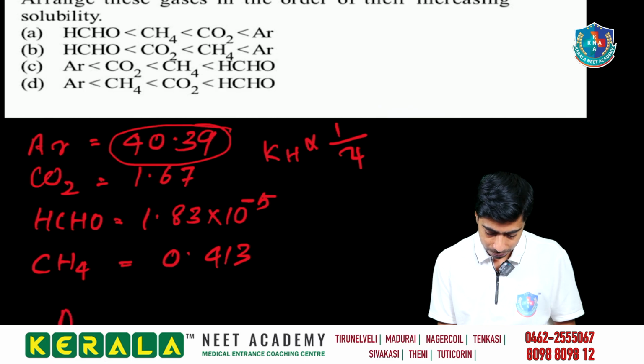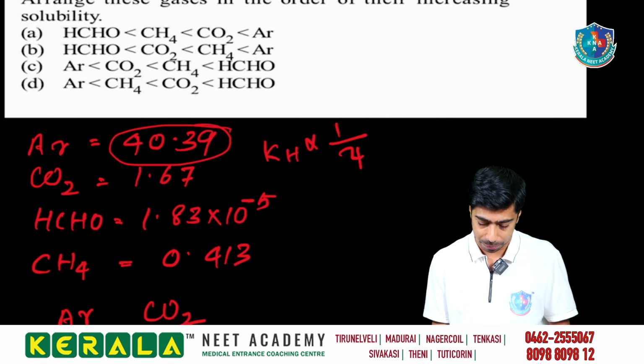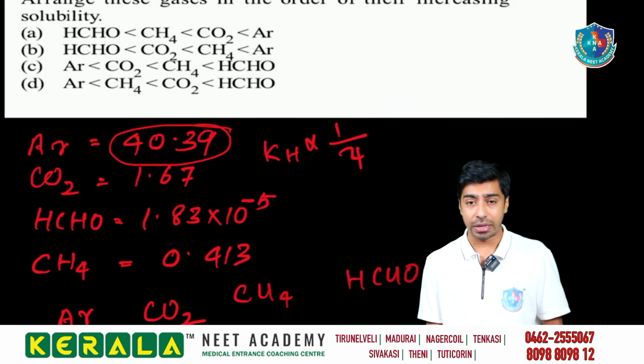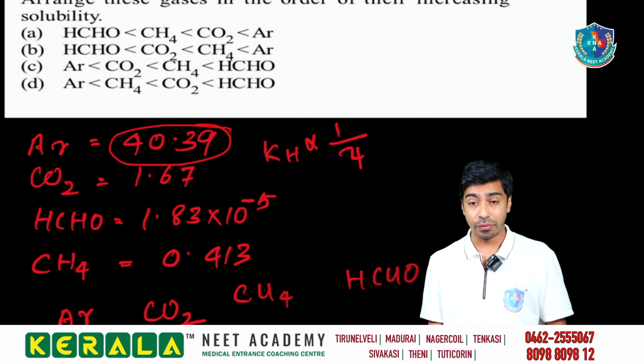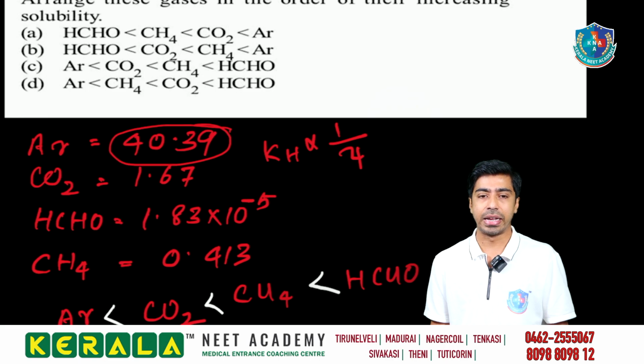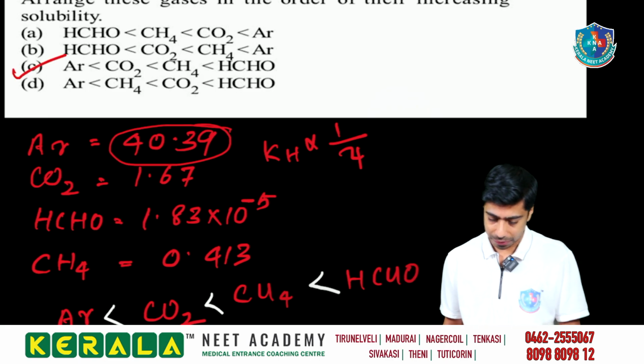Then the next higher value is carbon dioxide. So argon, carbon dioxide. Then you have the next value 0.413, methane, CH4, and the last value is HCHO. HCHO or formaldehyde has the minimum value of KH. Since it has the least value of KH, it will be highly soluble. So the answer will be argon less than carbon dioxide, less than CH4, less than HCHO. So option C will be the answer, right?